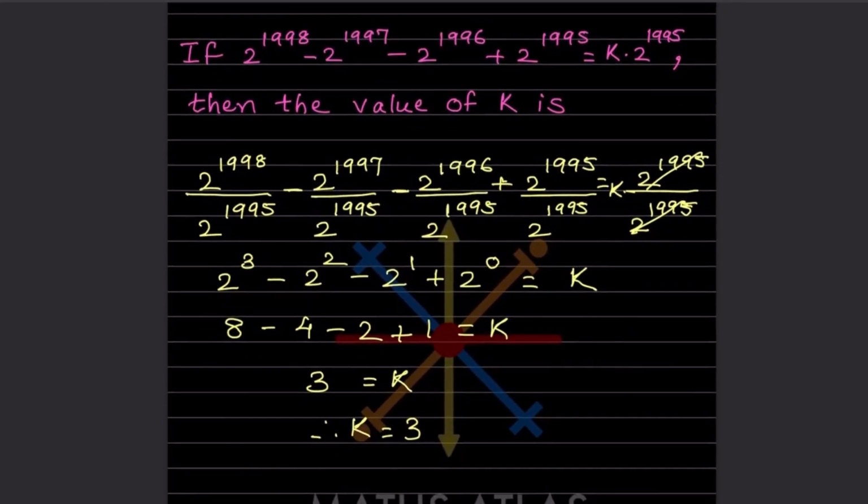Now this is a little different here. Given 2 raised to 1998, 2 raised to 1997 minus 2 raised to 1996 plus 2 raised to 1995 is equal to k into 2 raised to 1995, find the value of k. So what are we going to do? We will just take this one as 2 raised to 1995.